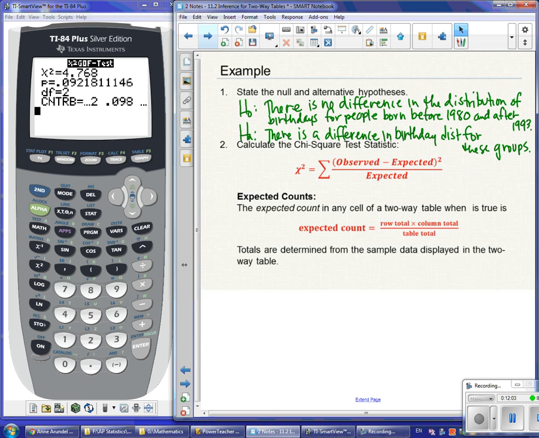Because if you remember when we were looking at a goodness of fit, we had some distribution for the population that we were comparing it to. So we had some understanding of what we expected our outcomes to be. With a two-way table, it's a little bit more complicated. And the way we determine all of the expected counts is to take the row total times the column total and divide by the table total. And I'll show you what I mean.